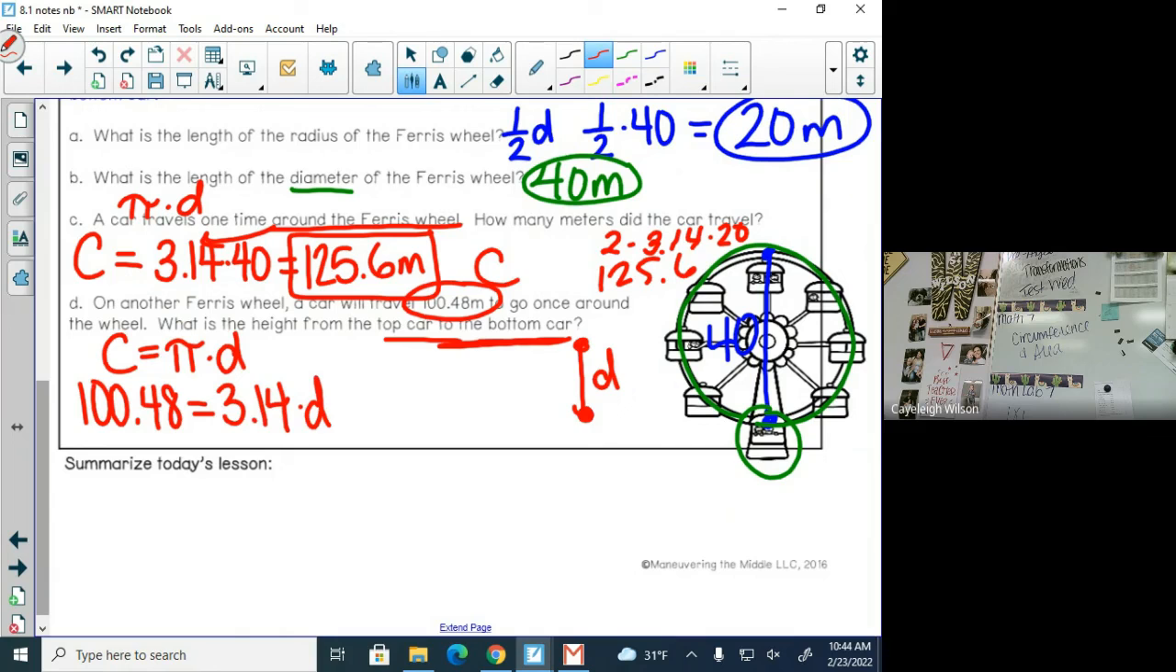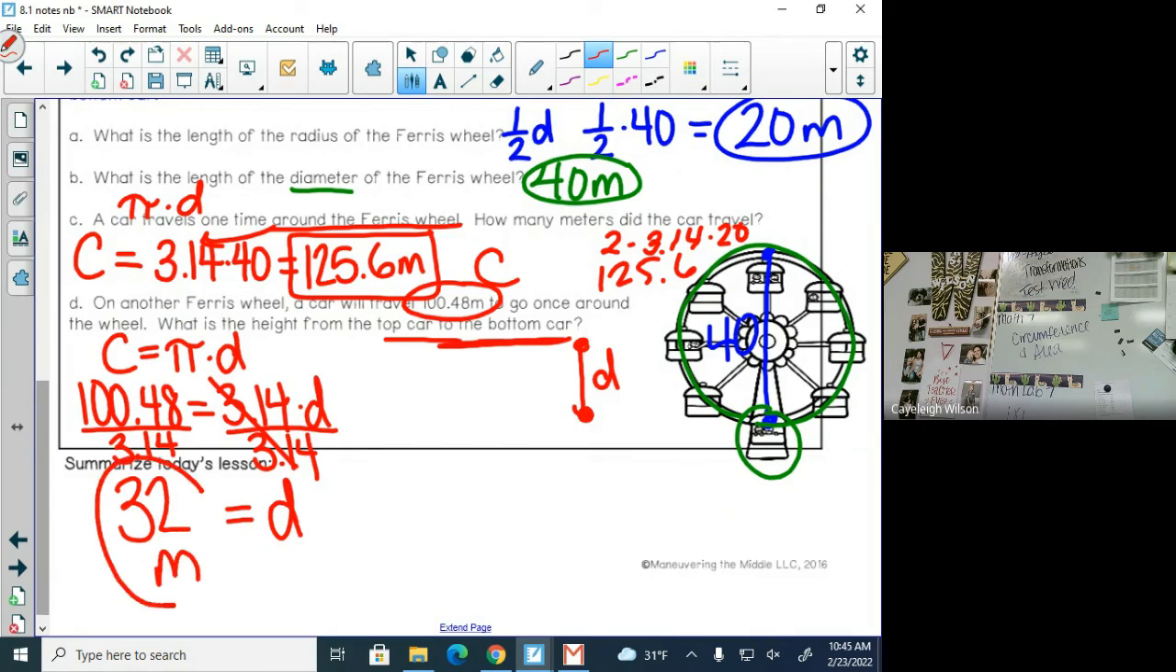So once again, I fill in the information that we know, and now I'm going to solve it. So to solve this, since this is 3.14 times d, we learned when solving equations, I do the opposite operation. So I'm going to divide by 3.14, and I get d equals 32, and that would be meters.